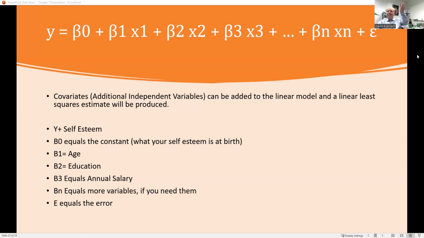So you would take your age and multiply it times 0.1, and that would tell you how much you add to your self-esteem score as a prediction of your self-esteem. So B2 equals education, B3 equals annual salary, BN equals the more variables that you have, and then E equals the error. This is your general linear model equation. And it's a way that we make a prediction of the dependent variable from several or a line of independent variables that we can have to test.